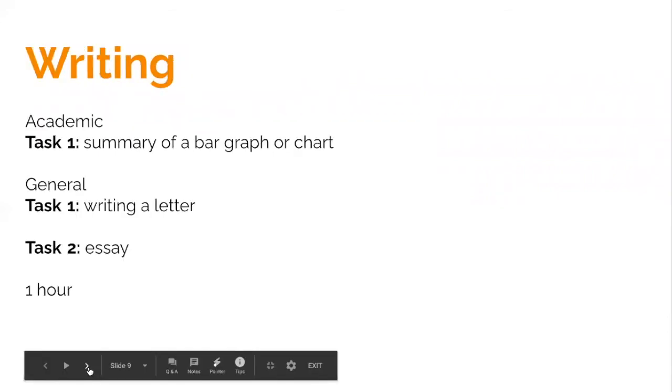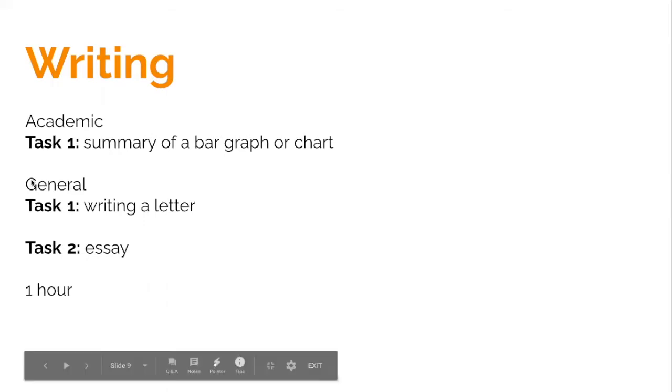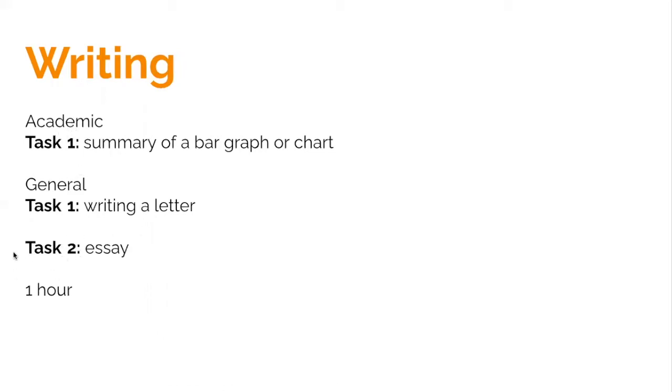Okay, guys, so we covered reading and listening pretty much. So I said I want to concentrate on writing and speaking more because they are a little harder than reading and listening. So guys, for the writing part, again, this part is slightly different for the academic test and the general test. In the writing section, you will have two tasks, task 1 and task 2. Task 2 is writing an essay, and it's the same for both the general test and the academic test. But task 1 is different.